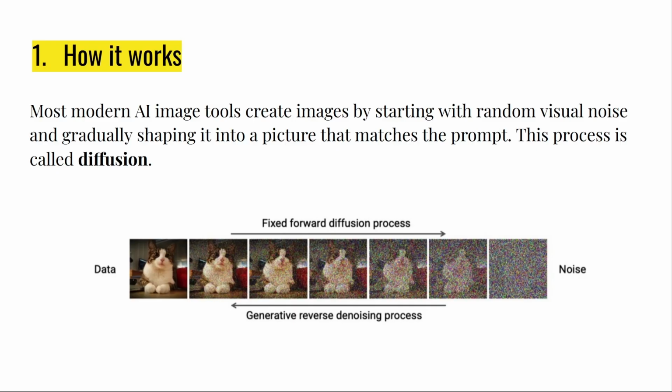Most of these modern AI image tools create images by starting with random visual noise, and they gradually shape it into a picture that matches the prompt. This process is called diffusion. So while not all of these AI image tools use this technology, this is the most widely used and common one. And this is why you usually see first some kind of blurry image before it actually shapes up into the final image. It's not necessary to know how this works, but sometimes it helps to understand why and how you get to a certain result.